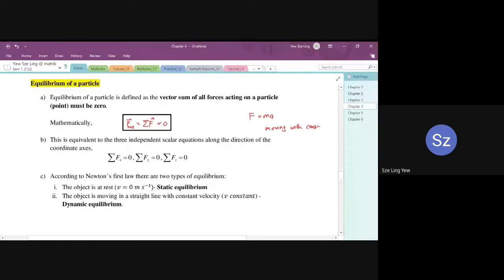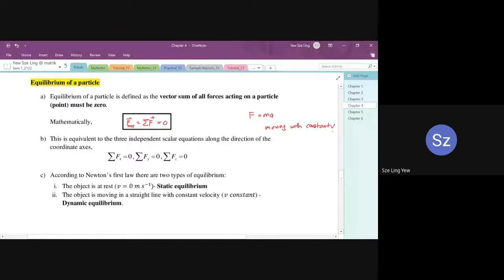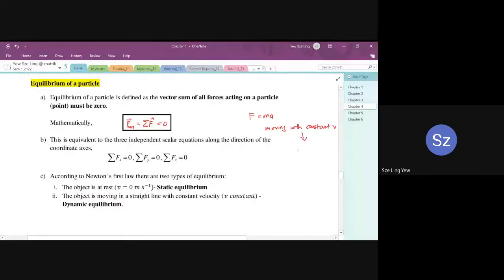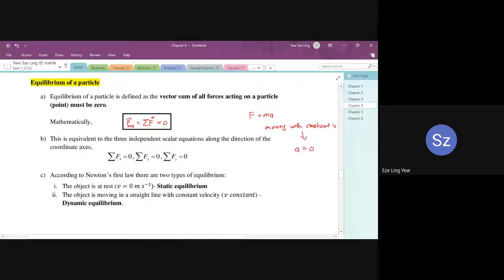constant velocity, constant v. So if it is moving with constant v, then what does it mean? Constant v means a is equal to 0. Therefore, total force acting on the object is equal to 0. The vector sum of all forces acting on the particle must be equal to 0. Right? So the equivalent of three independent scalar equations along the directions of coordinates exist.